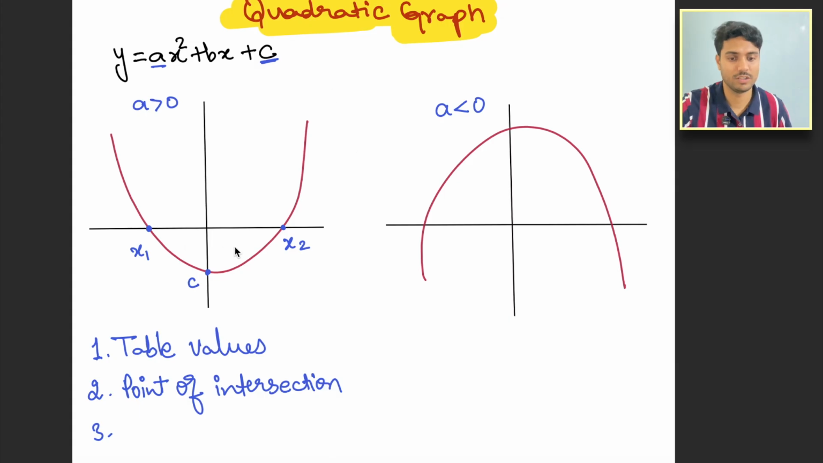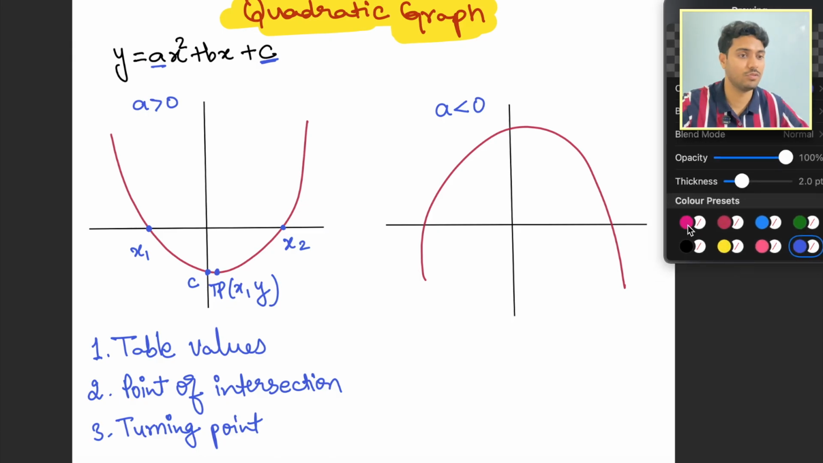Apart from the points of intersection, you also have to mention the turning point. Let's say the turning point is here. This is the turning point. So you also have to mention the turning point. But how do we find the turning point?